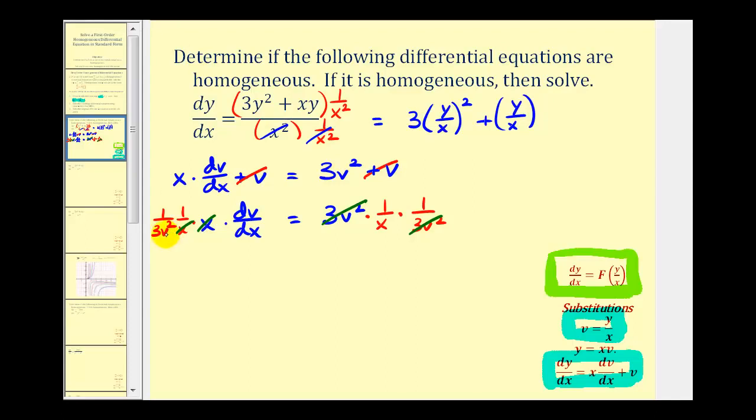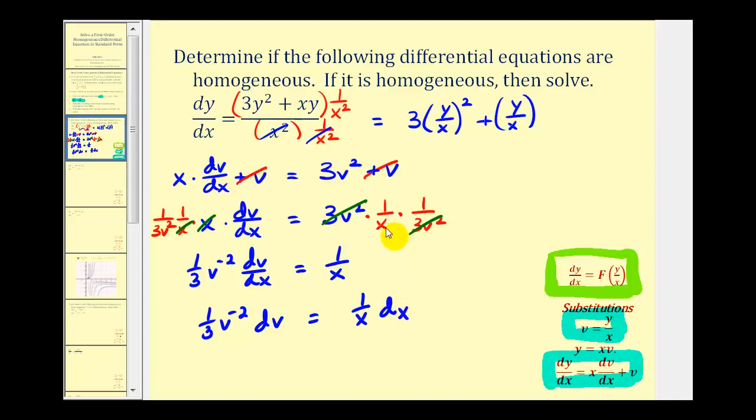So let's go ahead and write the left side as 1/3 v to the negative 2 dv/dx equals, on the right side we just have 1 over x. And now we'll go ahead and write this in differential form, which we can think of as multiplying both sides by dx. So we'd have 1/3 v to the negative 2 dv equals 1 over x dx.